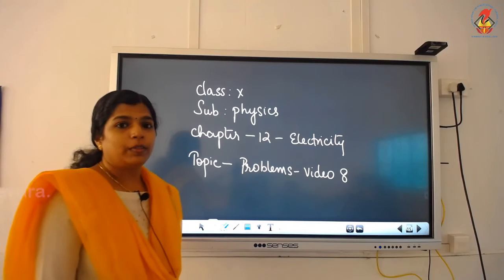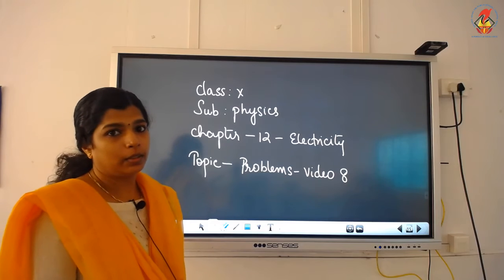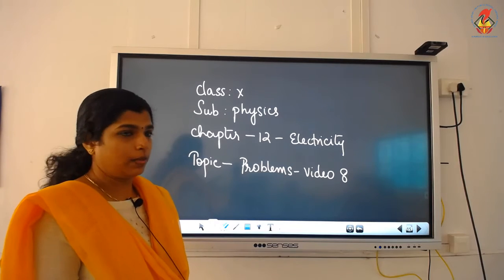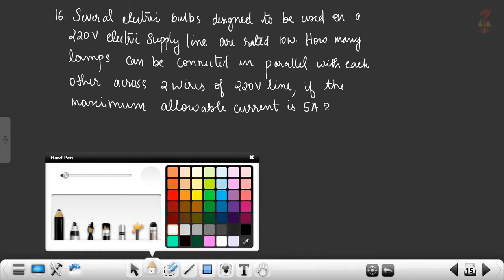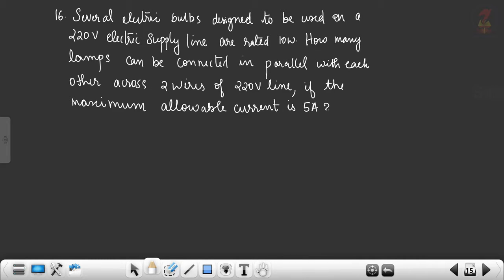In this video also we will continue with the problems related to the chapter electricity. Next question is, several electric bulbs designed to be used on a 220 volt electric supply line are rated 10 watt. How many lamps can be connected in parallel with each other across the two wires of 220 volt line if the maximum allowable current is 5 ampere?